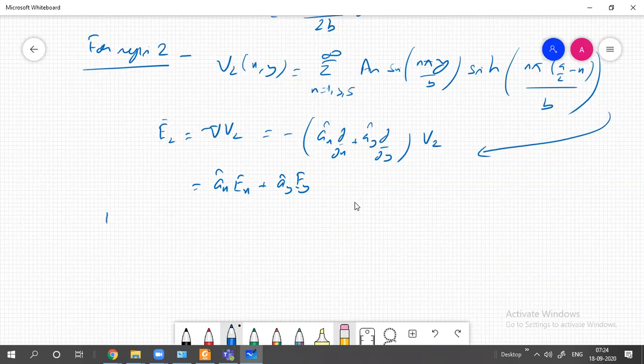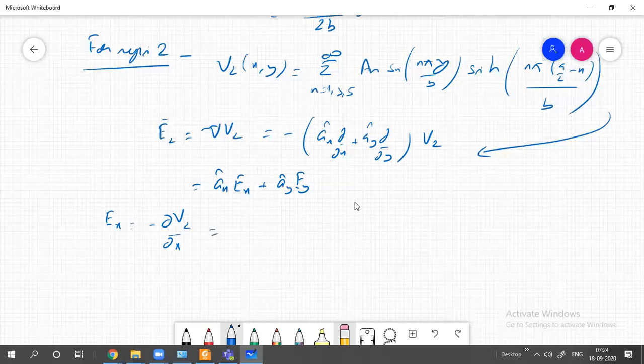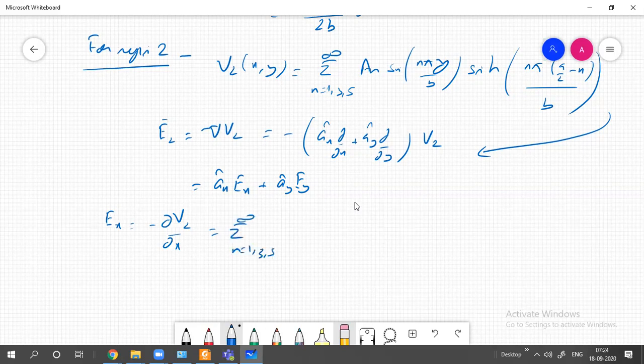So E_x will be minus del V2 over del x. We have to differentiate with respect to x here. So we will have the summation, n equals 1, 3, 5 to infinity, of n pi by b, a_n, cosh(n pi by b, a by 2 minus x) sin(n pi y by b).